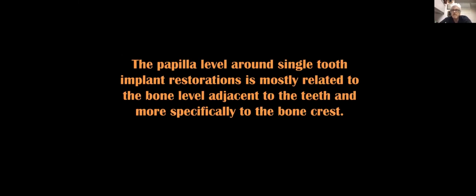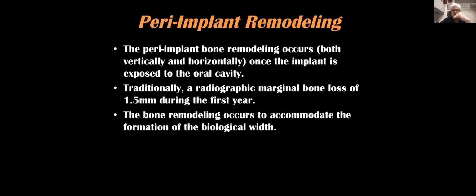The papilla level around single tooth implant restorations is mostly related to the bone level adjacent to the teeth, more specifically to the bone height. And what does that mean? So we have to talk about that specifically. Peri-implant bone remodeling always occurs vertically and horizontally once the implant is exposed to the oral cavity. We've all seen that, right? We place our implant at the crest of the ridge, or some of us put it subcrestal, and it looks that way as it osteointegrates and it heals.